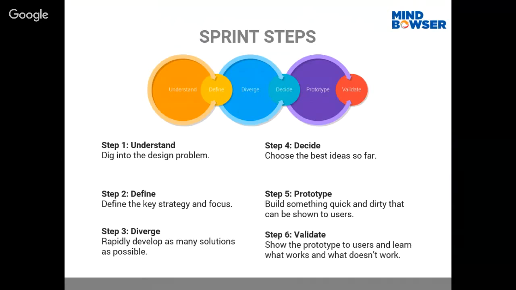And the last step is where you validate. So you go back to your users and you show your prototype to them, conduct some user tests, and learn what works and what doesn't work in your prototype. So you may have some great ideas that you think are great, but when you go back to the users, you come to know that some of them will work really well and the others won't. So the validate step is also extremely important. So this more or less sums up all the sprint steps that a typical full-blown sprint is going to have.